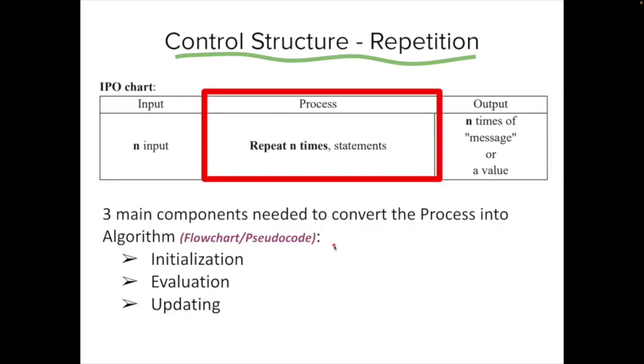Okay, so untuk repetition, do you remember from previous chapter 1 kan, kita tengok IPO chart, dan untuk repetition ada template dia. Okay, so perubahan dia sebenarnya ada pertambahan dalam bahagian proses. So basically repetition ni special sikit sebab dia ada 3 main components yang terlibat, untuk convert proses IPO chart kita pergi ke algorithm, which is flowchart ke pseudocode. What are the 3 main components? Which is initialization, evaluation, and updating.